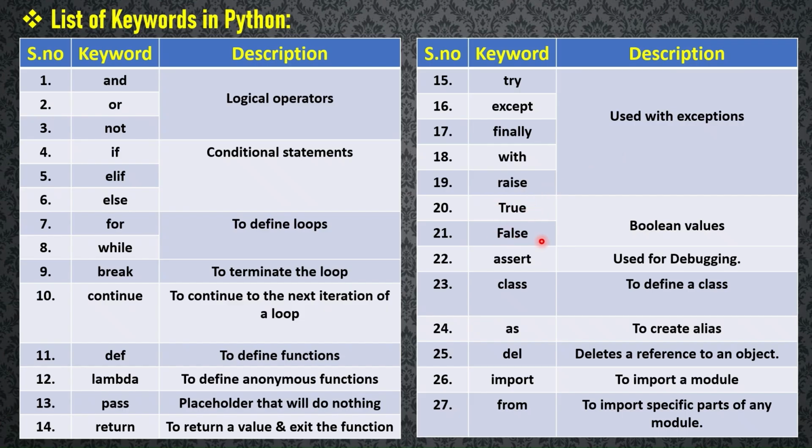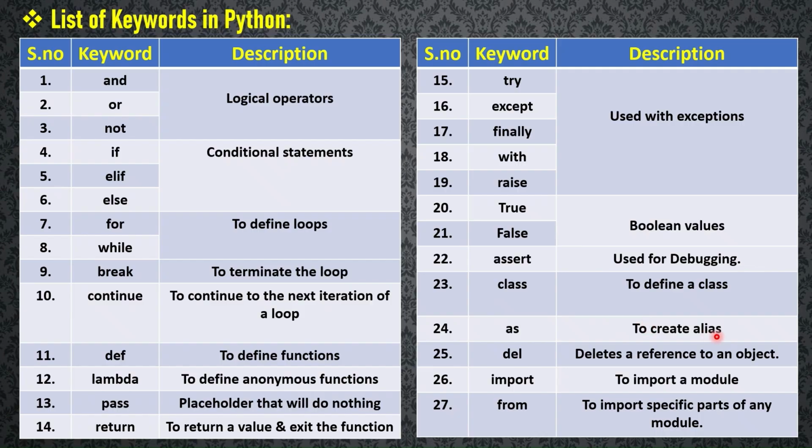Next, we have true and false. These are all Boolean values we have already seen while discussing data types. And assert. So this assert keyword is mainly used for debugging purposes. To check the correctness of the code, this assert keyword is used. And we have a class keyword. If you want to define some class, you need to use this one.